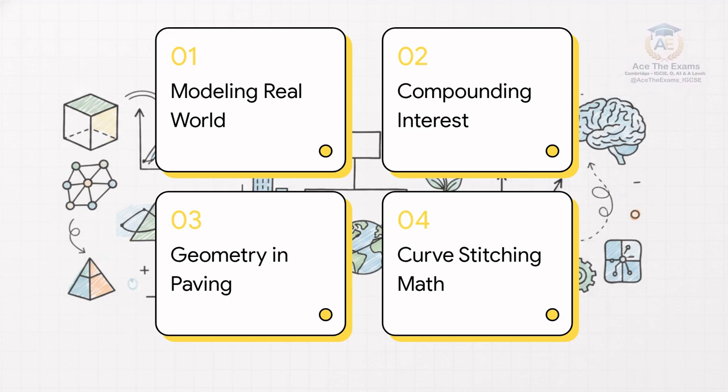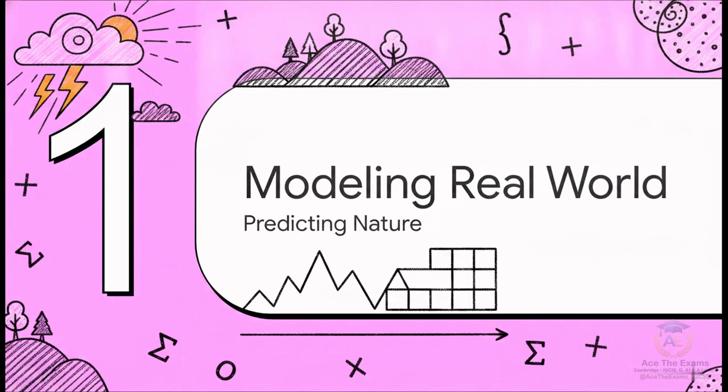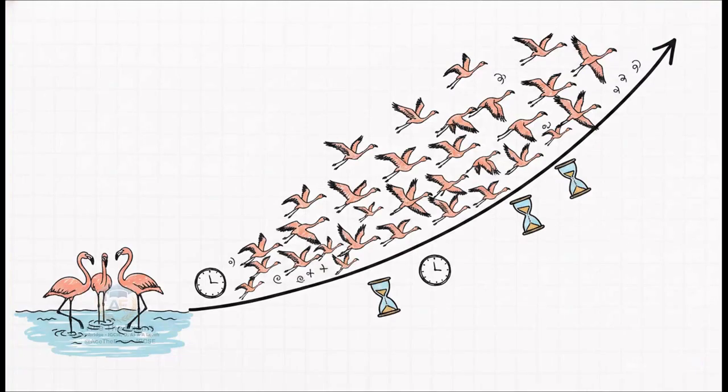Let's get into it. Section 1, modeling the real world. How exactly do we take messy, unpredictable real-world events like nature and shifting temperatures and somehow box them into clean, predictable mathematical models? Let's look at a flock of flamingos arriving at a lake over a 10-day period.